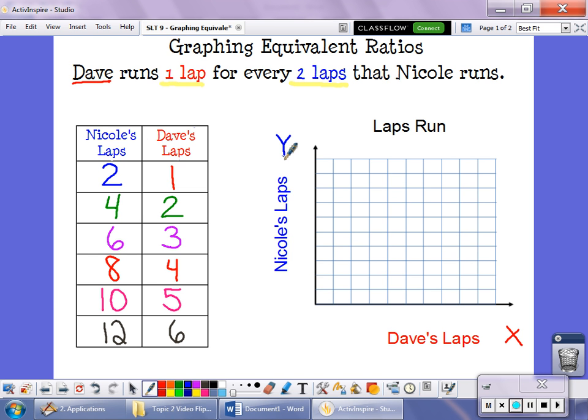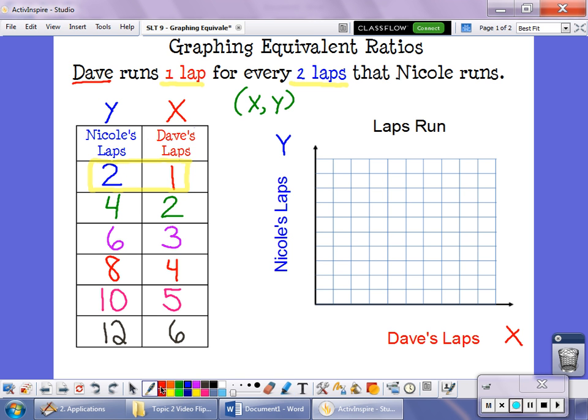We know that when we create ordered pairs, they are always a combination of values, an x-coordinate and a y-coordinate. So using this graph, we can see that Dave's laps are going to represent my x values. Nicole's laps, because they're on the side of my graph, on the y-axis, represent my y values. And together we can take these two numbers and put them together to create an ordered pair.